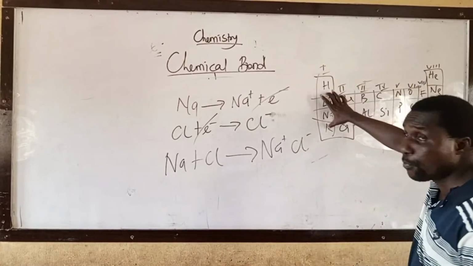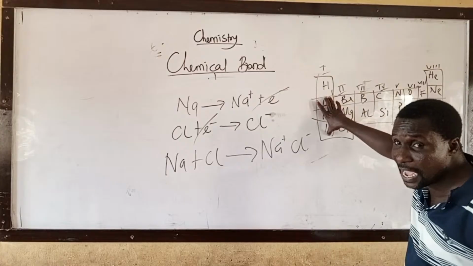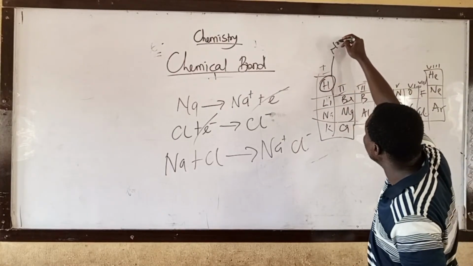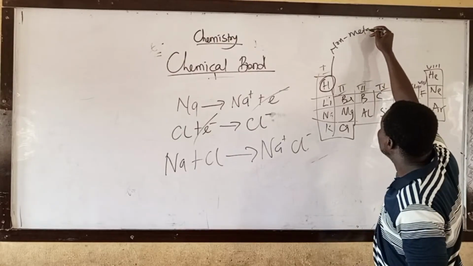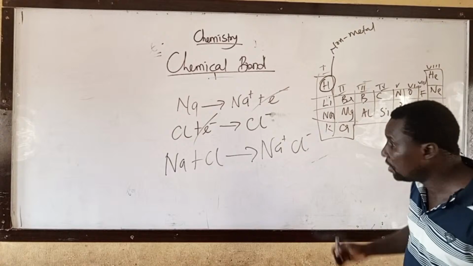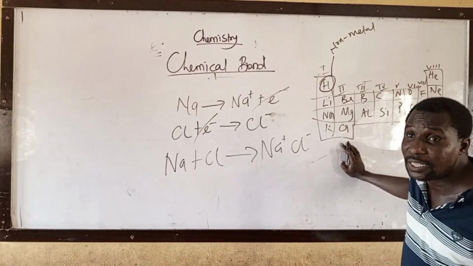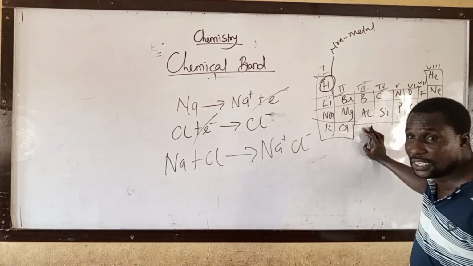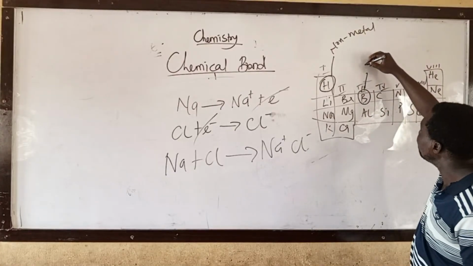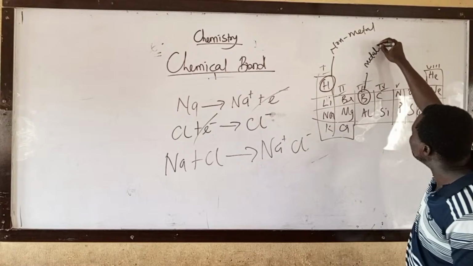Elements in group 1 are metals, except hydrogen, which is a non-metal. All other elements in group 1 are metals. Elements in group 2 are metals. Elements in group 3 are metals, apart from boron, which is a metalloid.